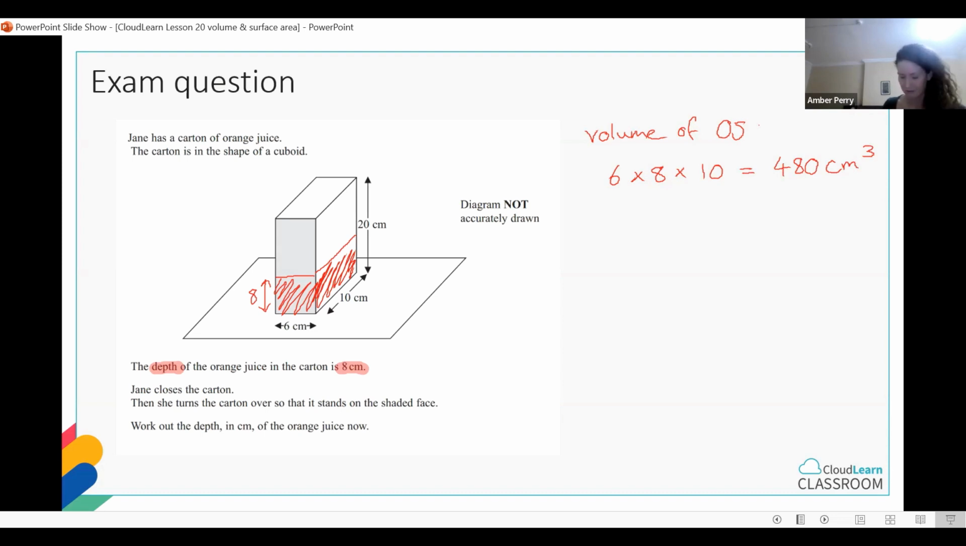So that gives us the volume of orange juice, but that's not the final answer. We actually want to know when she flips that carton over and stands it on its shaded face, how much orange juice is in there now, okay? So the shaded face is this front face. So it's going to be this 6 by 20 face. It's still the same cuboid, but it's now going to be 6 times 20 on its base, with its 10 centimeters going up like this.